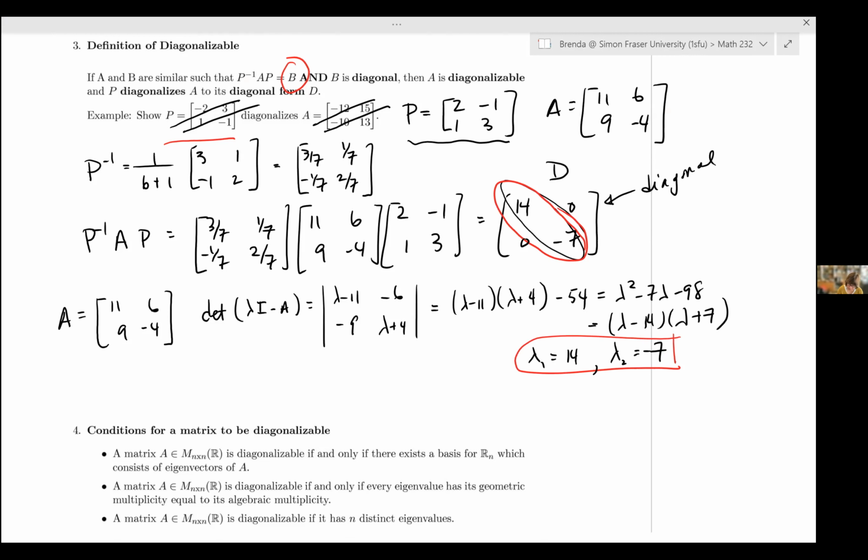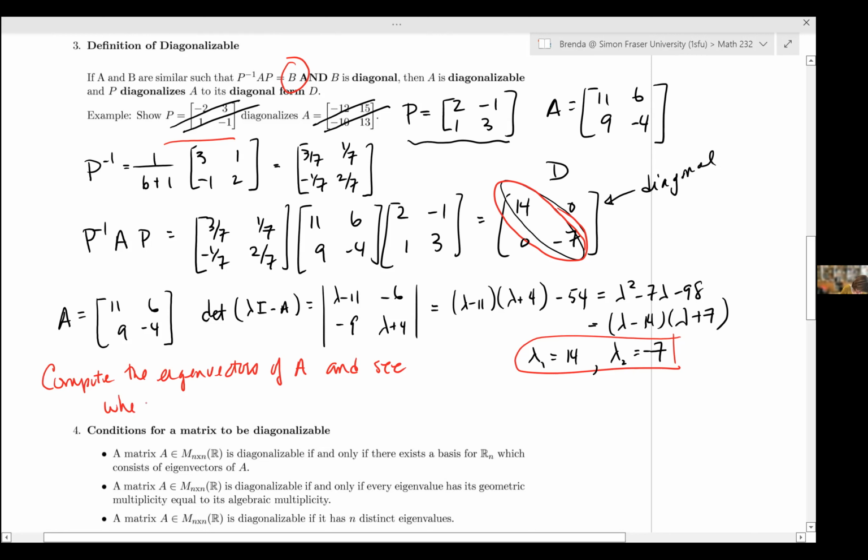Oh, so something is up here, and so what else can I say here? How about you do this? You compute the eigenvectors of A, and see where they are. Like, are they a part of P? Are they a part of P to the minus 1? Are they rows? Are they columns? So if you compute those eigenvectors, you'll see something kind of interesting there.